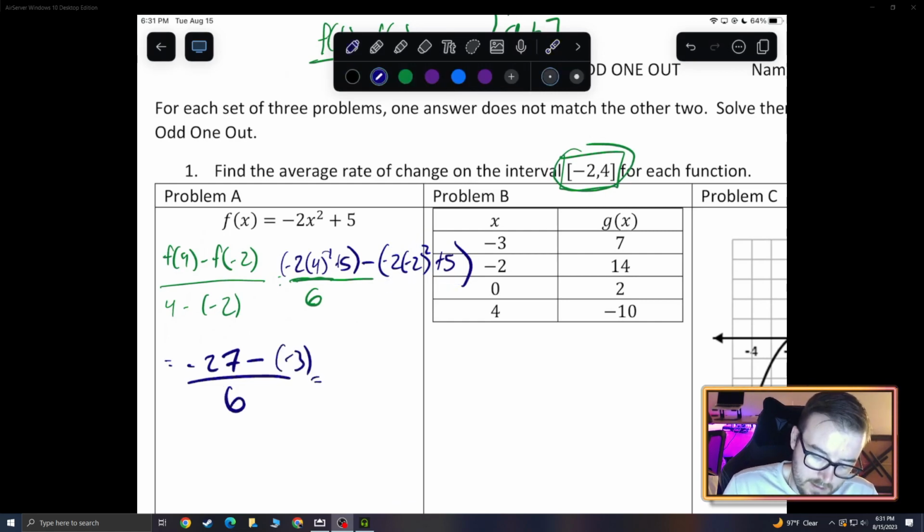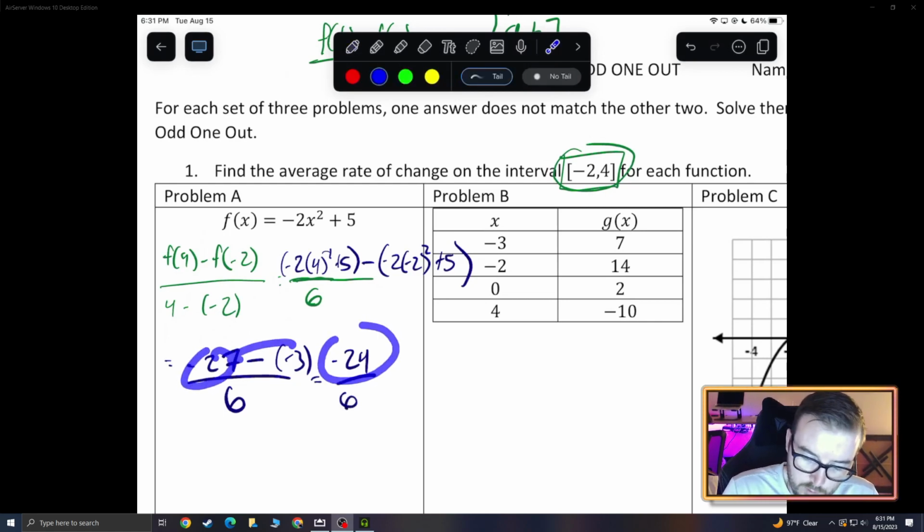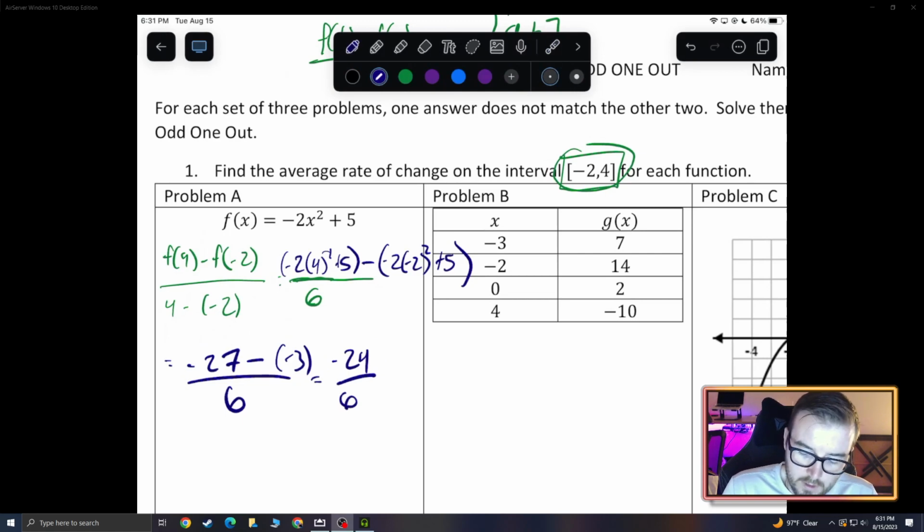Still all over 6. Well, subtracting a -3 results in a +3, so you end up with -24 over 6, because -27 plus 3 is -24. And -24 divided by 6 is -4. There it is. We found the average rate of change.